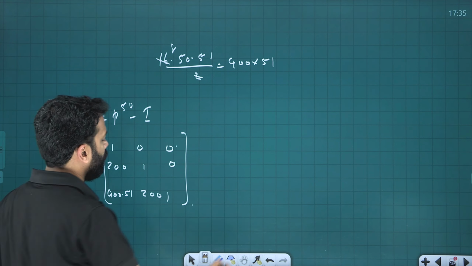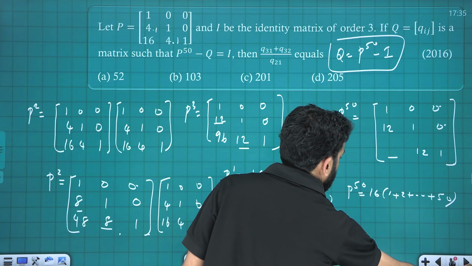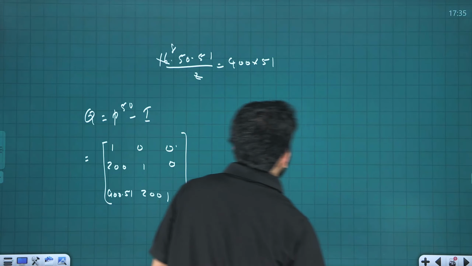So, what do you need to find here? I think Q31 plus Q32, divided by Q21. Okay, divided by Q21. Okay, minus I is also 1, 0, 0, 0, 1, 0, 0, 0, 1.